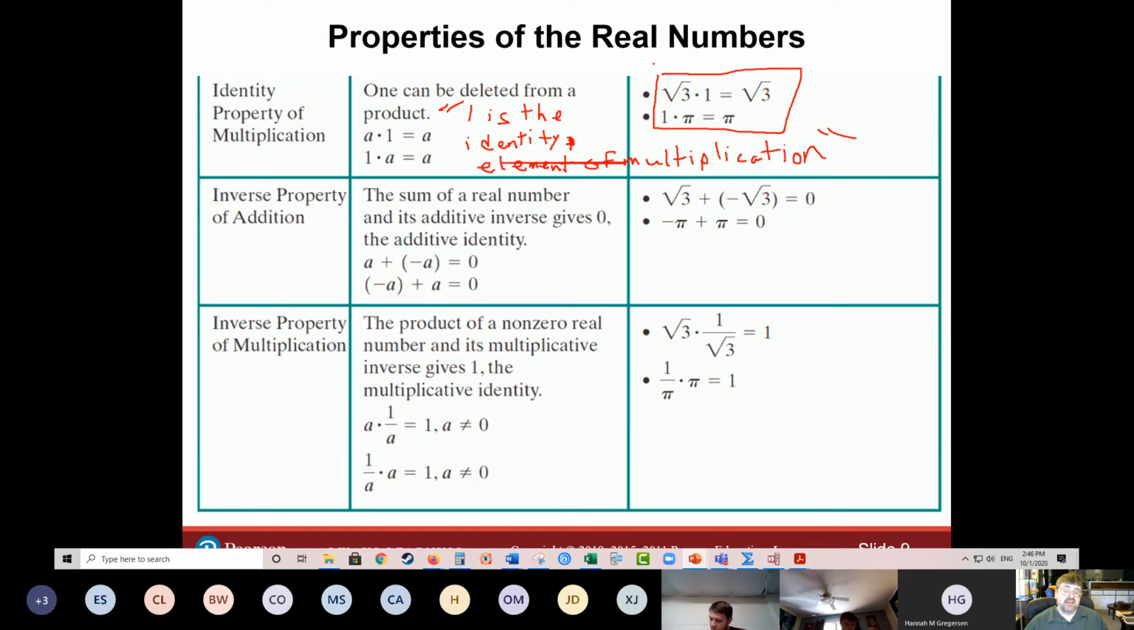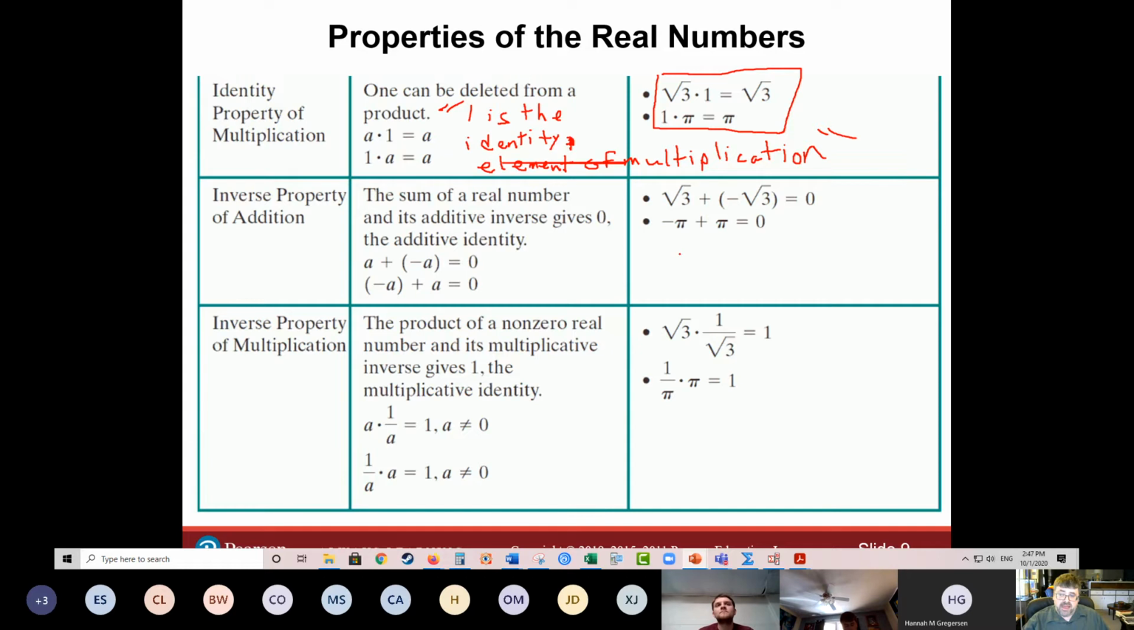One reason these identity properties are important is because of the final 2 properties we're going to talk about of the real numbers today. And those are the inverse properties. Again, there's an inverse property of addition, and there's an inverse property of multiplication. For the inverse property of addition, the sum of any real number and its additive inverse gives 0. And as we've seen, 0 is the additive identity, or the identity element of addition.